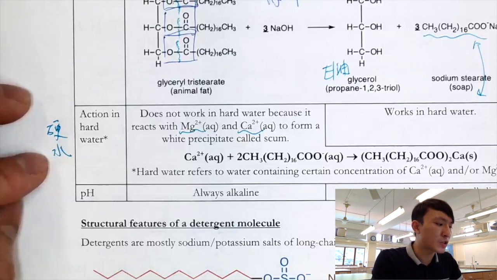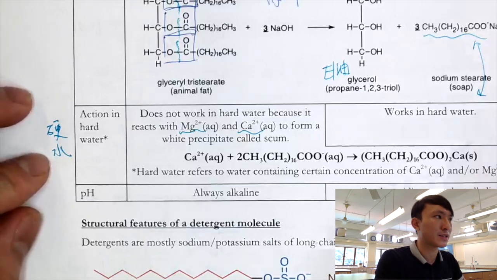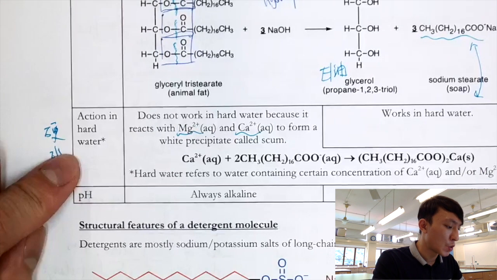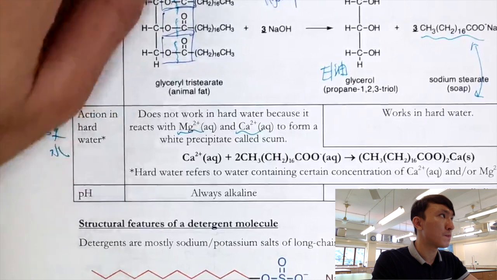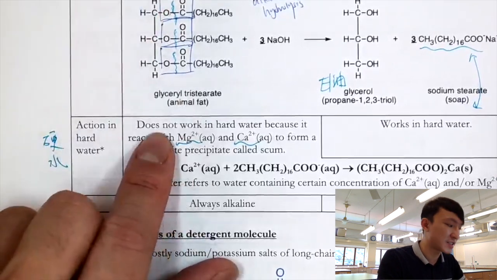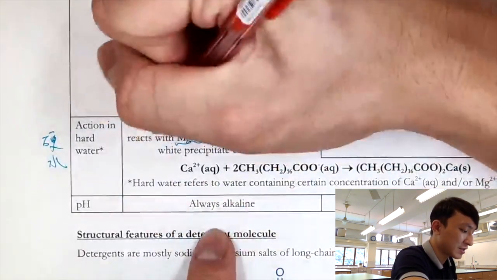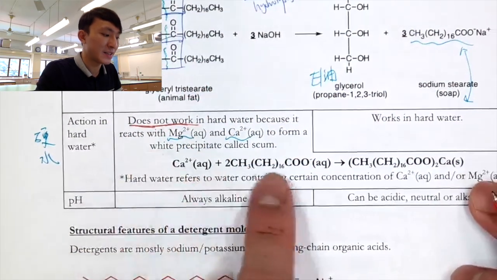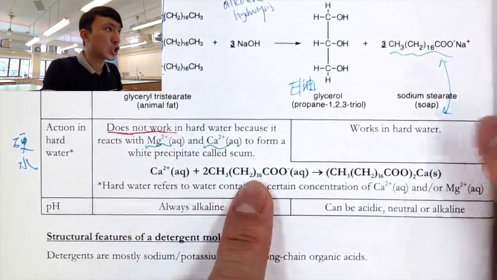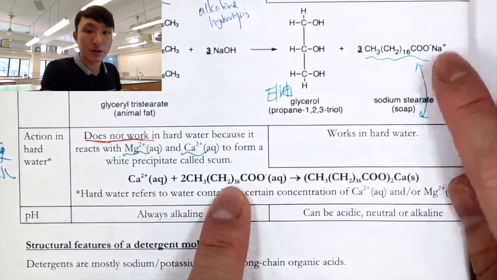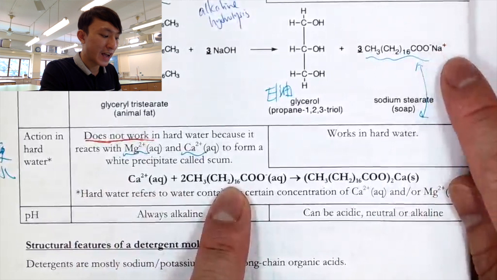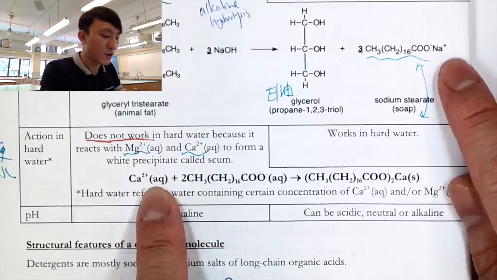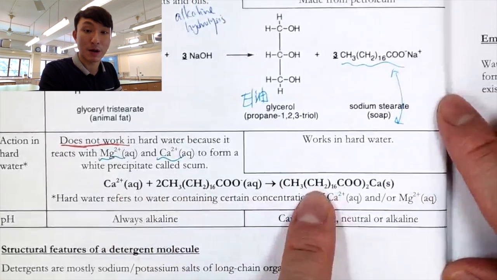Anyway, what we're trying to say is that soap and detergent have different actions in hard water. Soap doesn't work in hard water. This is one of the disadvantages of soap, because basically the soap ion will react with Ca2+ or Mg2+ to form a precipitate.